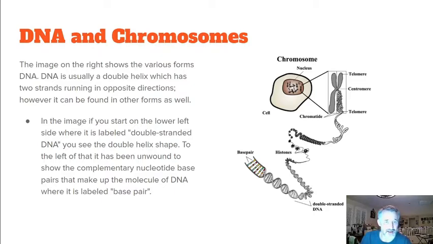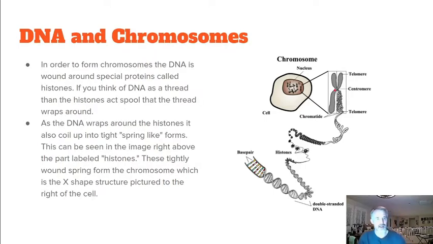In the image, you start on the lower half, where it's labeled double-stranded, and you can see that, and that's kind of what I was describing to you. And then to the left, it starts to unwind, or it starts to wind up and gets into these histones, and then it forms chromatin, and then eventually it forms these chromosomes.